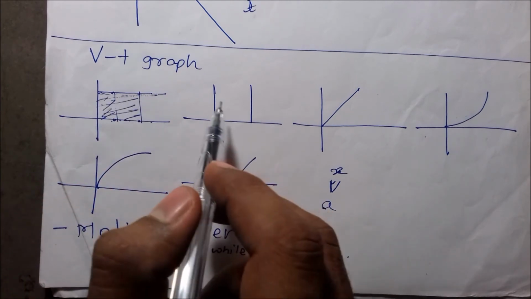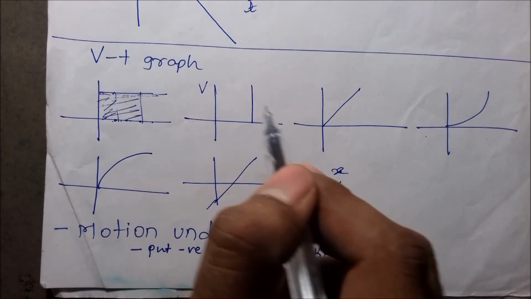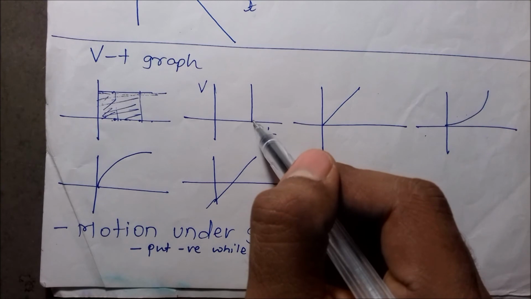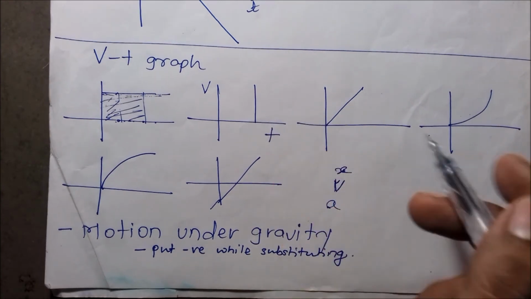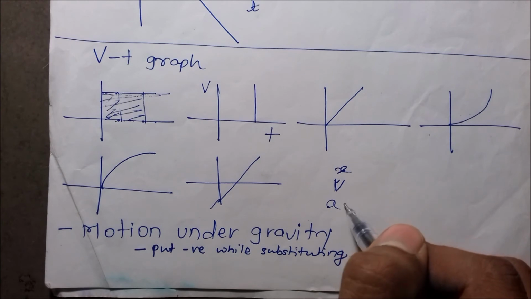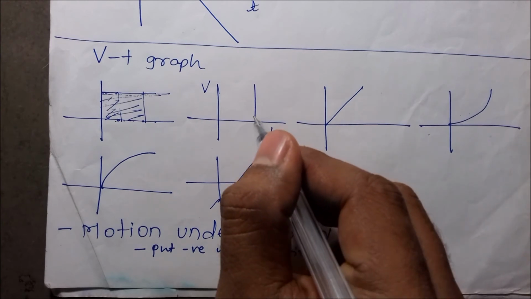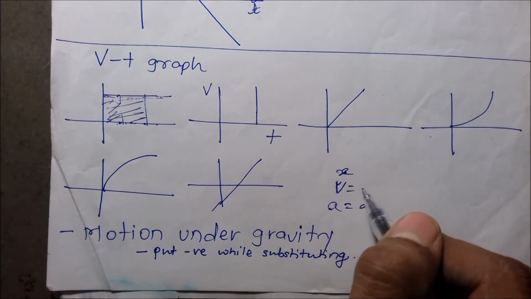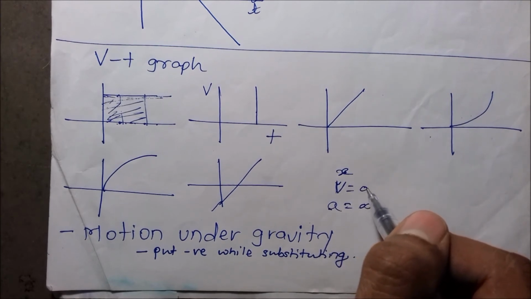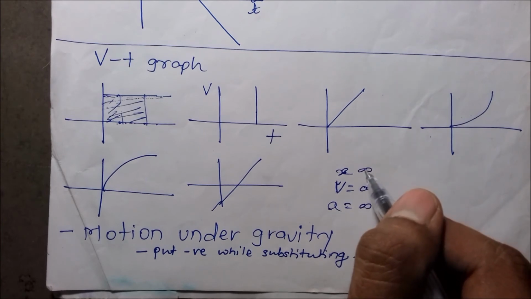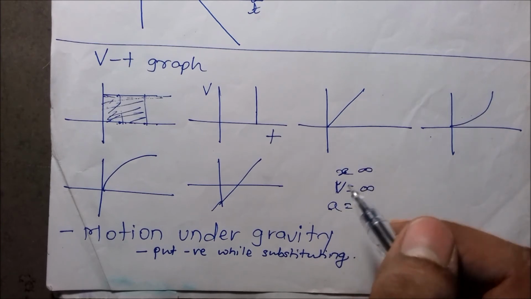Clear? Then the second graph. This is also a velocity versus time graph. The graph is exactly vertical. Therefore, acceleration means what? Slope of the graph. Therefore acceleration is infinity. Velocity in this case is also infinity. Velocity is infinity, therefore displacement is also infinity.